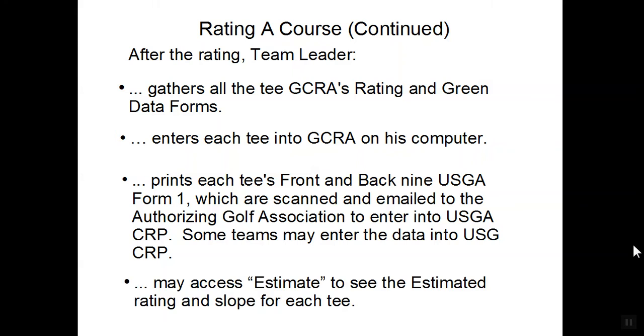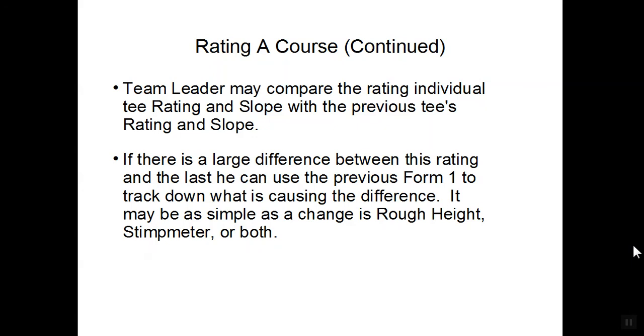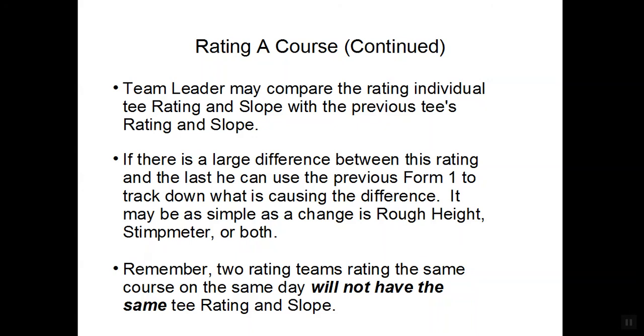The team leader may also access the GCRA estimate to see the estimated rating and slope for each tee. Team leader may compare the individual tee's rating and slope from the previous years or previous tees' rating and slope. And if there's a large difference between this rating and the last one, he can use the previous Form 1 to track down what is causing the difference. It may be something as simple as a change in rough height, stimpmeter, or even both. Remember, two rating teams rating the same course on the same day will not have the same tee rating and slope.